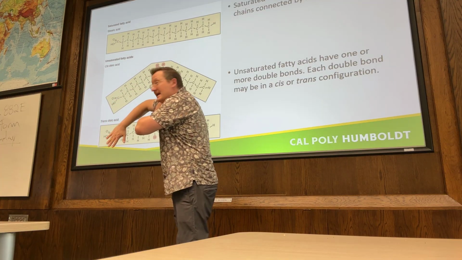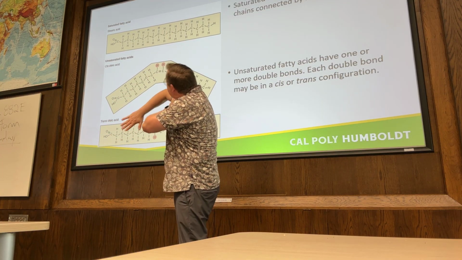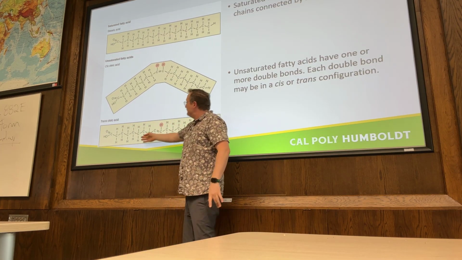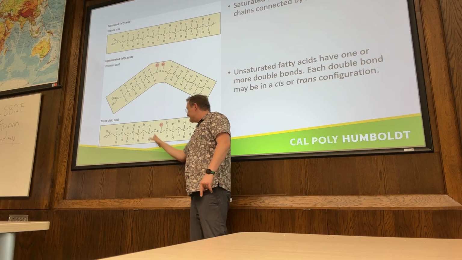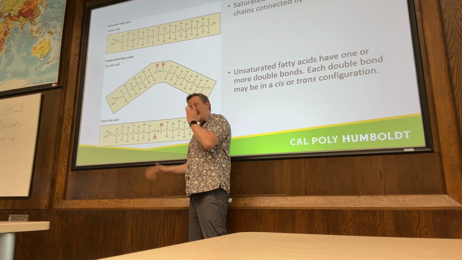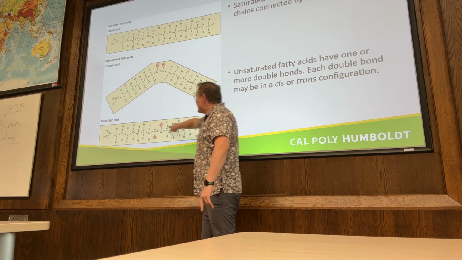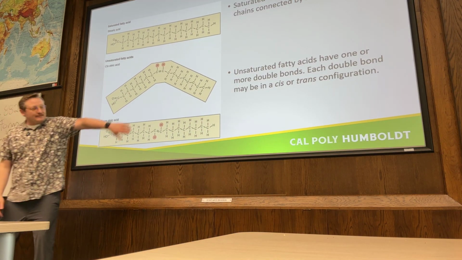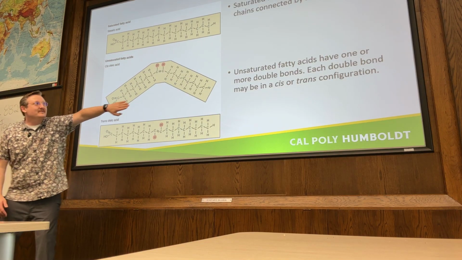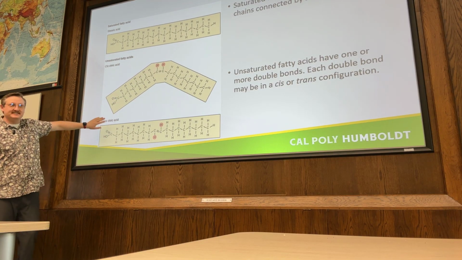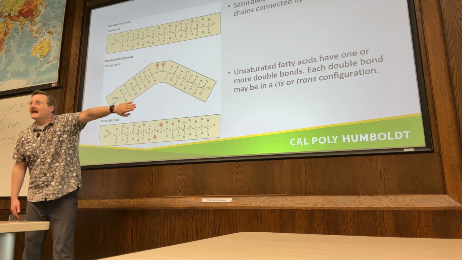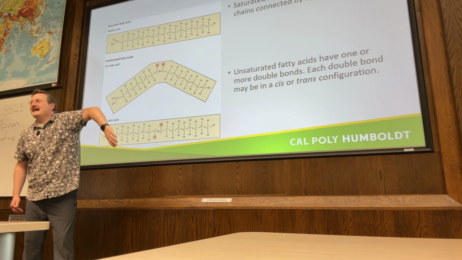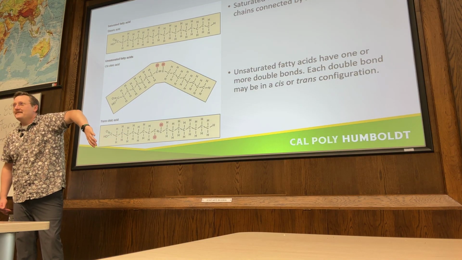You end up with a bend, or a kink, in the fatty acid. In a trans unsaturated fatty acid, meaning opposite orientation on either side of the double bond, the fatty acid chain still lies flat in a space-filling model. So it's the difference between this straight chain, right? A saturated and a trans-unsaturated fatty acid will both lie flat and not take up as much space as a cis-unsaturated fatty acid, which has a bend in it.